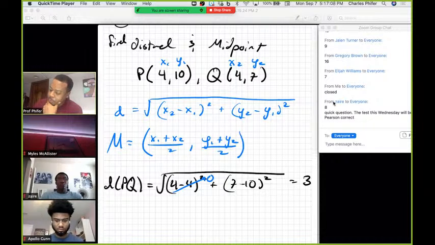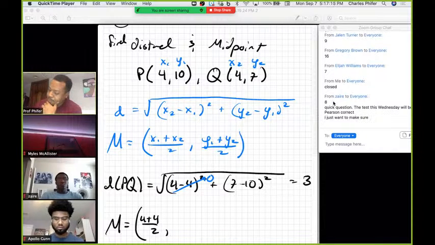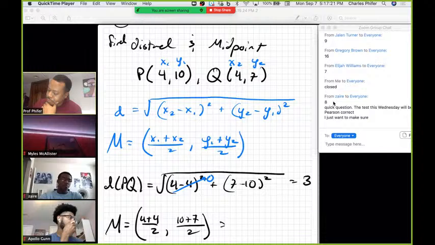And then the midpoint, so 4 plus 4 over 2, comma, 10 plus 7 over 2. So the first one's going to be 4, 8.5.